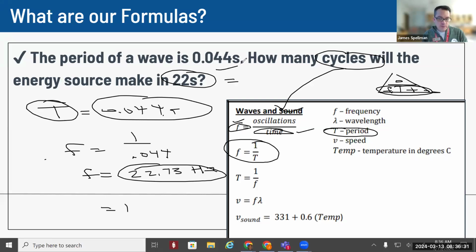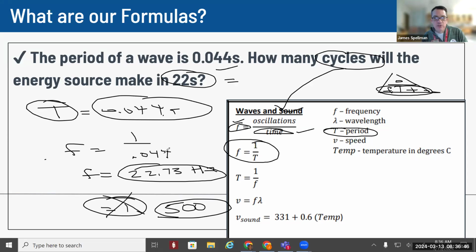I kind of realized I caught something wrong, because when I initially multiplied those together and got 1, I was like, wait, that doesn't seem right. That seems like an incorrect number. If I multiply these together, I get approximately 500. If I round it, I get pretty much right at 500. And again, it's how many cycles is it going to make? So it's going to make 500 cycles. So good learning point there.